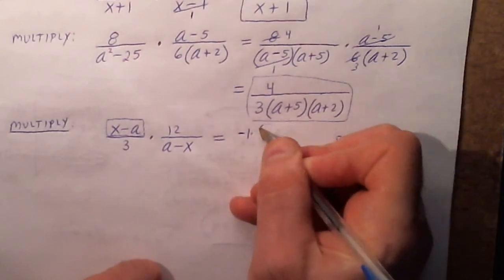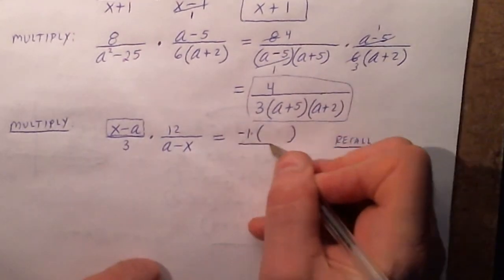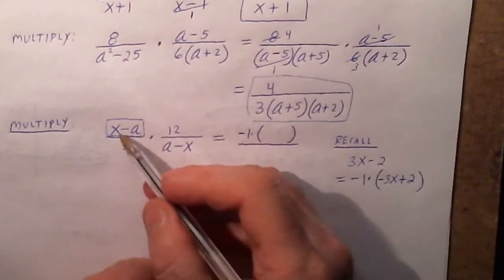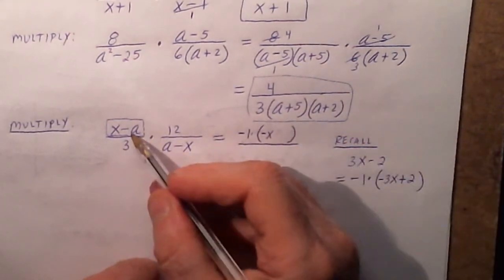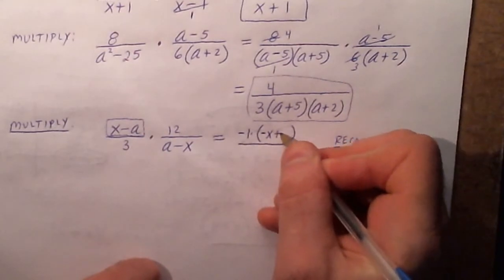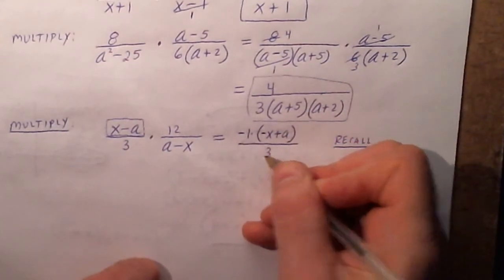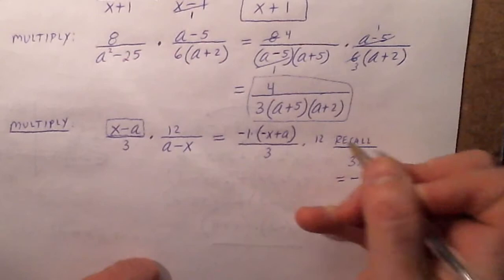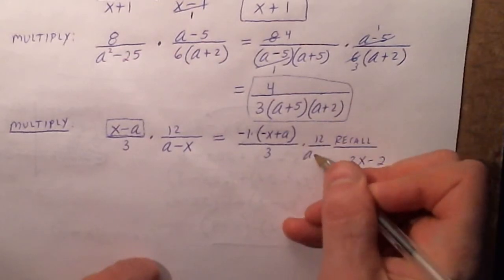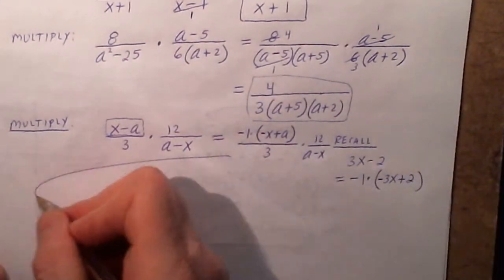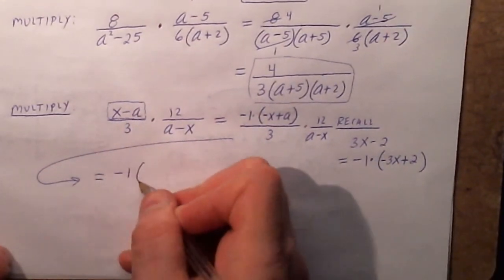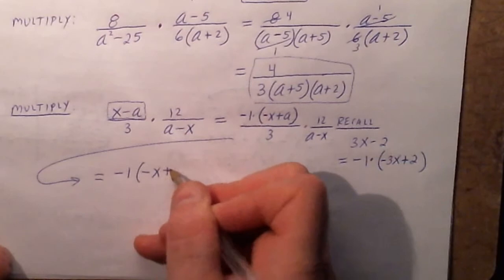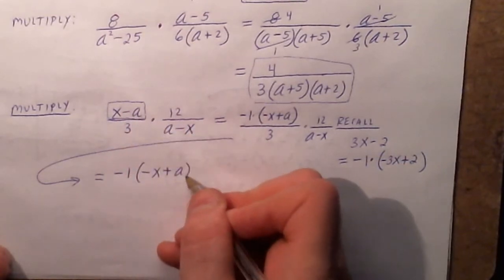There it is. What would we leave behind in doing so? Well, when you factor a negative 1 out of a positive x, you leave behind a negative x. When you factor a negative 1 out of a negative a, you leave behind a positive a. I'm going to rewrite this down here because it's bunched up. So we factored a negative 1 out of x minus a, and we leave behind this.